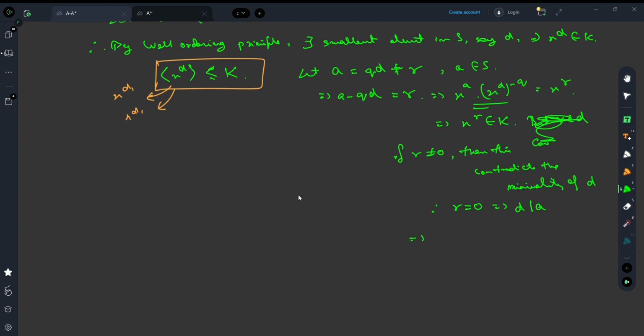So what does that mean? Any element you choose out of K, the power of that element is some multiple of d. So that element is indeed inside the cyclic group generated by x to the power d. So K is contained in the cyclic group generated by x to the power d. So K must be exactly equal to the cyclic group generated by x to the power d. That is what we wanted to prove, right? Clear?